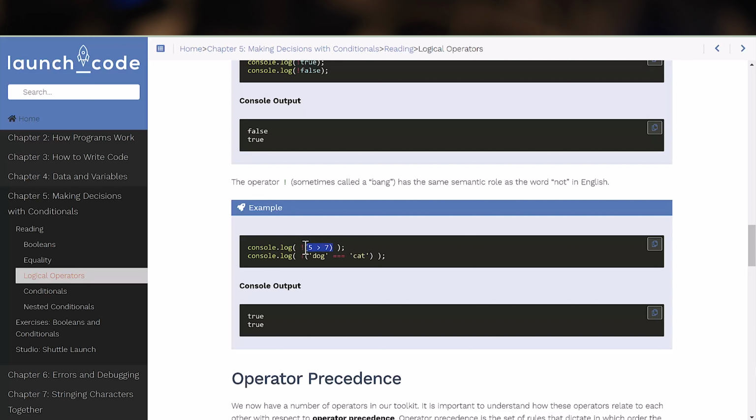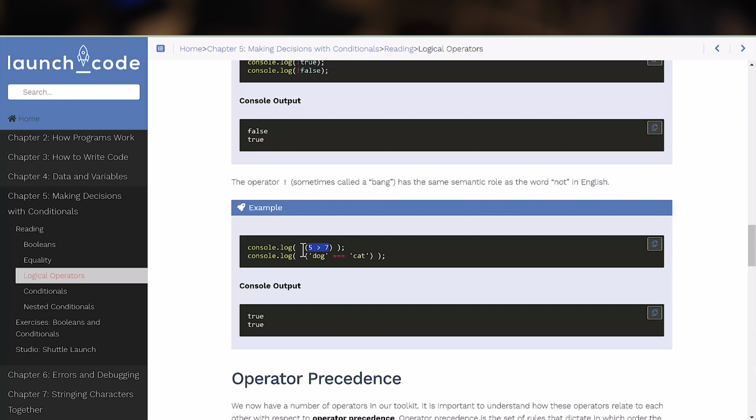So if not true, this is technically false. Not false is technically true. You've got to practice this to understand it, because it can confuse you. The operator not, sometimes called a bang or shebang, has the same semantic role as the word not in English. So now look at the syntax here.